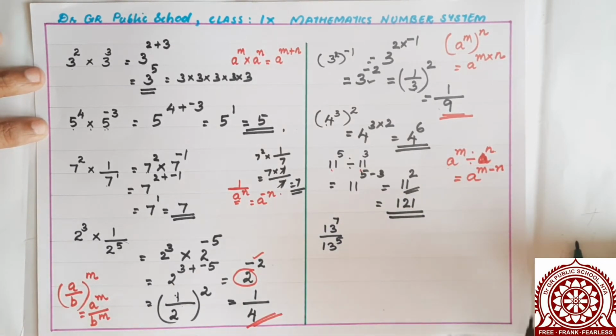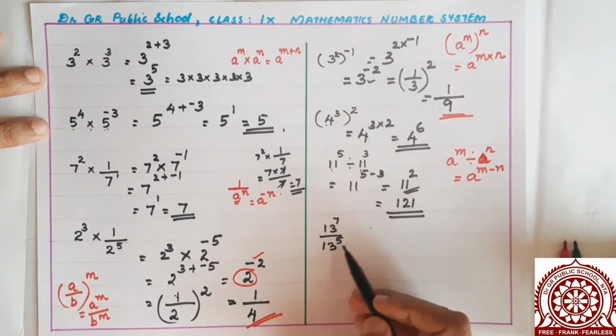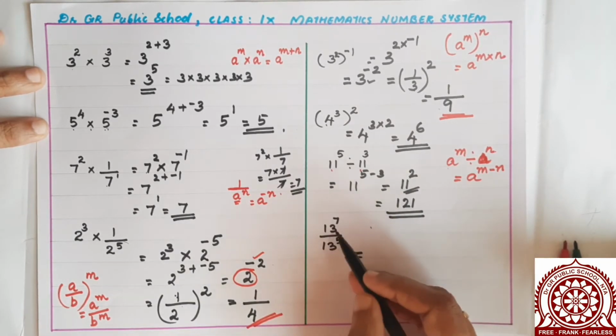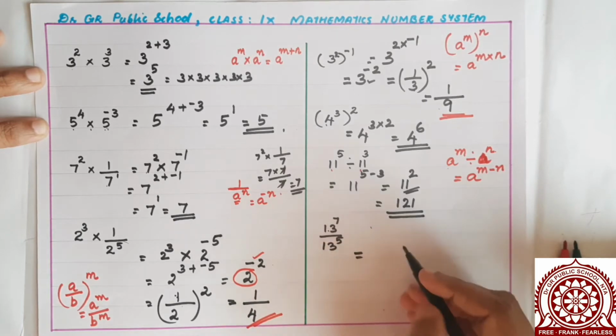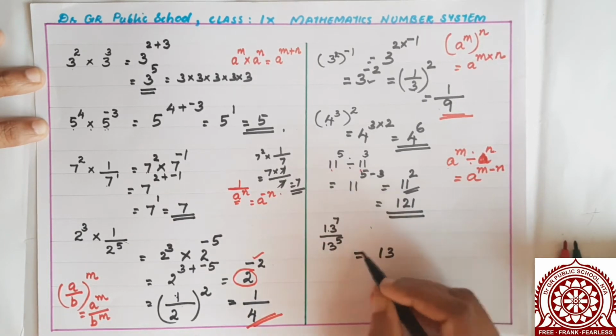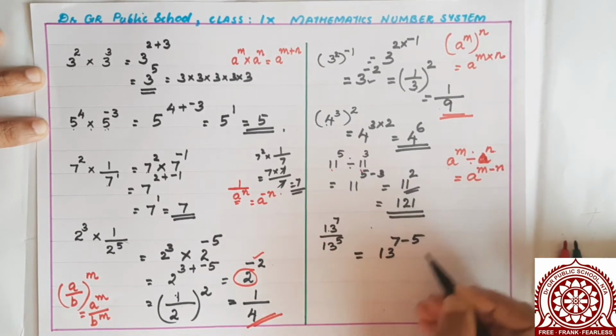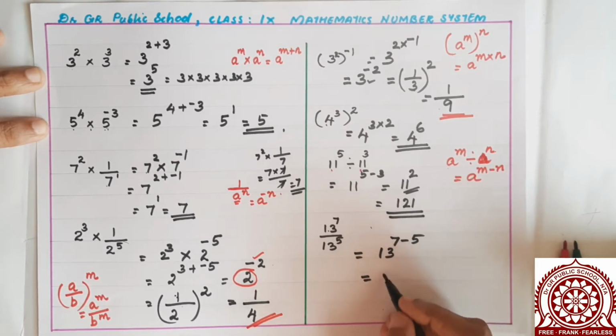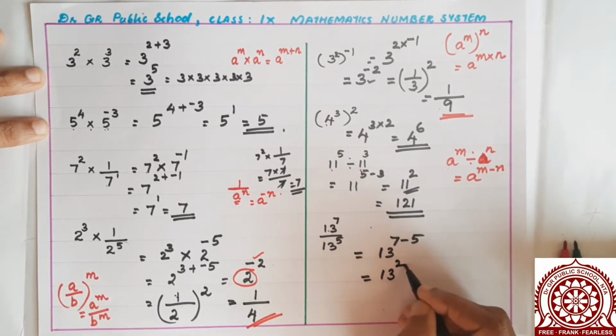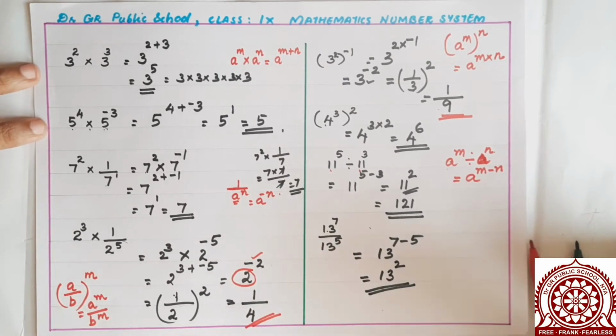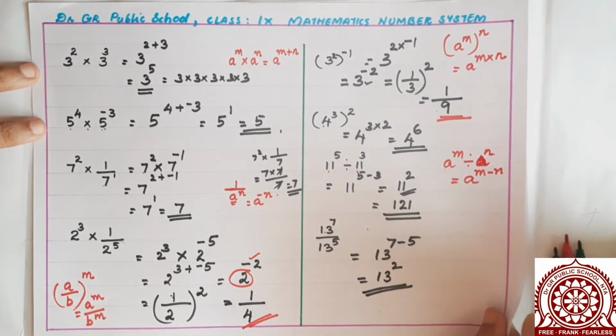Okay children. And next one. 13 raised to 7 by 13 raised to 5. Same method. A raised to m by A raised to n. 13 raised to 7 minus 5. So what is it? 13 raised to 2. Okay. Did you understand this much?